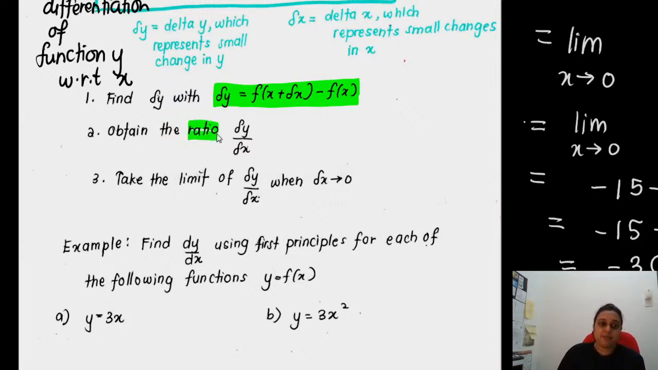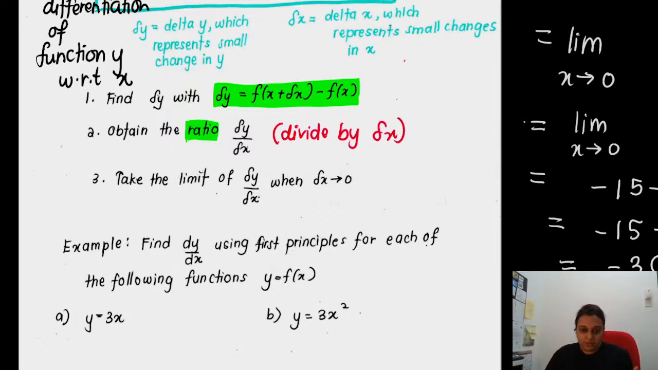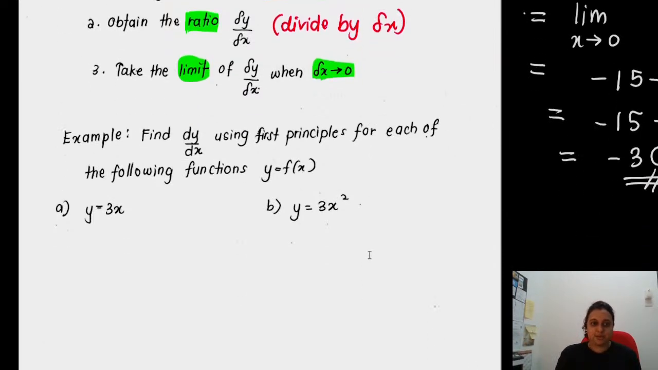After that, second step, we will find the ratio. How to find the ratio? You will divide by delta x. So that is the second step. Third step, we will find the limit. How to find the limit? We will let delta x approach 0. Now you might feel there are too many letters, and it's confusing. It's okay. Let's see how to apply it to the question.